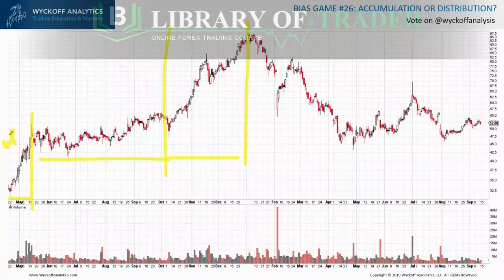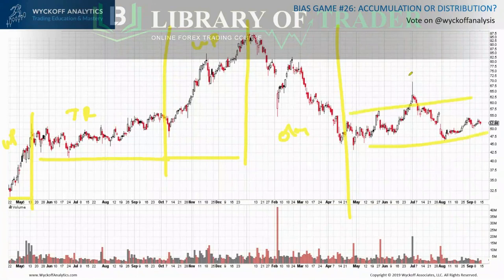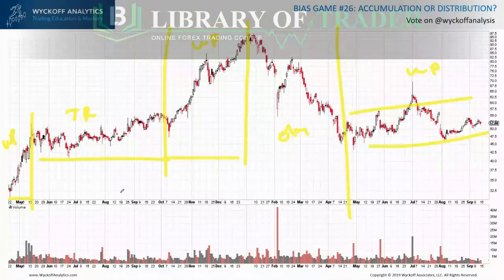So uptrend, consolidation, uptrend, then downswing, and then the last one, an attempt to go up, right? And then you start creating this story from one phase to another, from one period to another. All right, well, uptrend. What do we see in this uptrend?